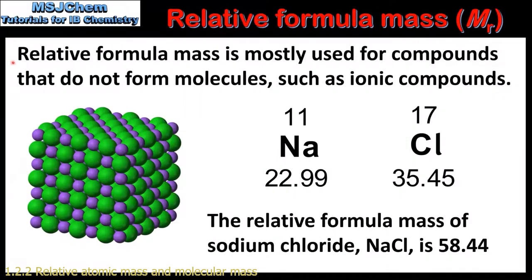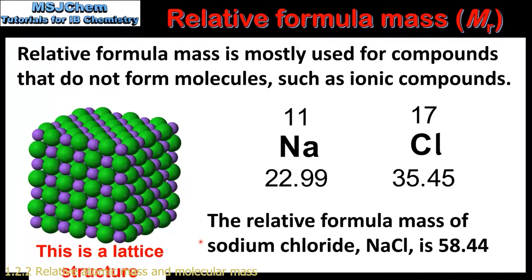We'll end the video by looking at relative formula mass. The term relative formula mass is mostly used for compounds that do not form molecules, such as ionic compounds. On the left, we can see the structure of an ionic compound. Because ionic compounds do not form molecules, we use the term relative formula mass instead of relative molecular mass. For example, the relative formula mass of sodium chloride, which is NaCl, is 58.44. We calculate this by adding together the relative atomic masses of sodium and chlorine.